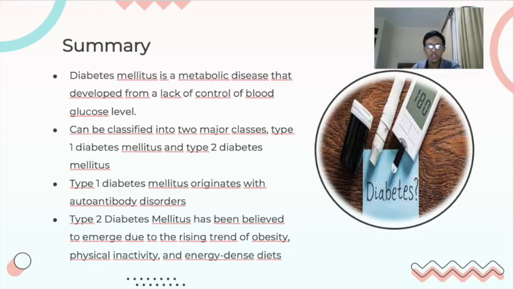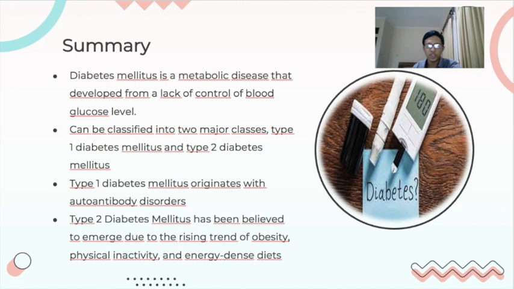My name is Inyuman Yuga Yoga with number 109. I will explain about the summary of this presentation. Diabetes mellitus is a metabolic disease that develops from lack of control of blood glucose level. It can be classified into two major classes, type 1 and type 2 diabetes mellitus. Type 1 diabetes mellitus originates with an autoantibody disorder. It can be managed by controlling the glycemic level to prevent severe hyperglycemia by using insulin treatment.